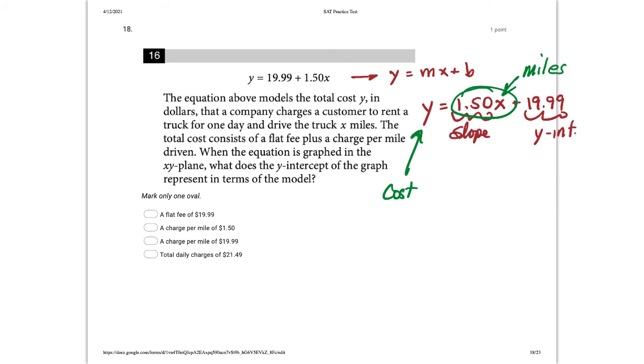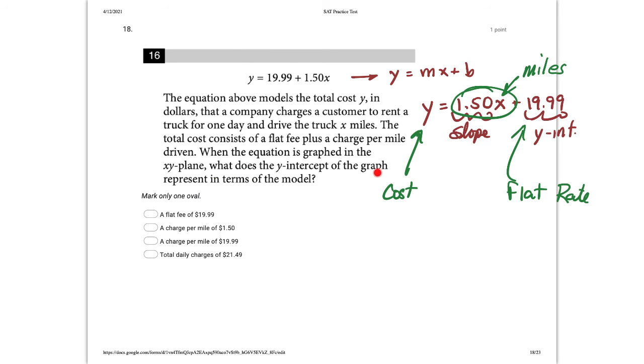Total cost consists of a flat fee. That must be the 19. Okay, 19's the flat fee, because if you were to drive 0 miles, it's not free. If you were to drive 0 miles, but you just had the truck and you were hanging out with the truck for some weird reason, they still charge you $19 or $19.99. So if x was 0, no miles driven, the cost would still be $19.99. So that must be their flat fee.